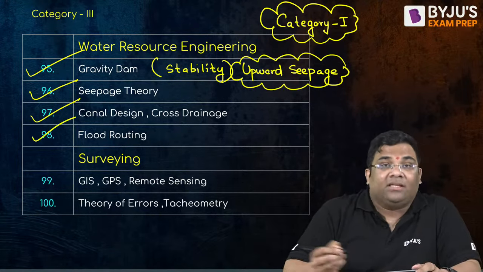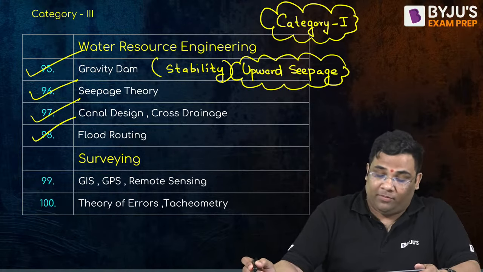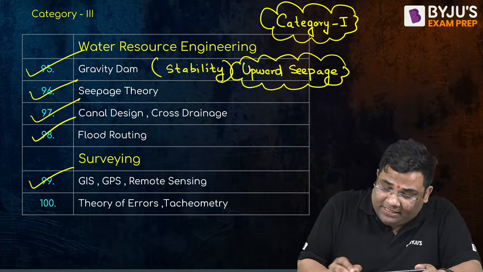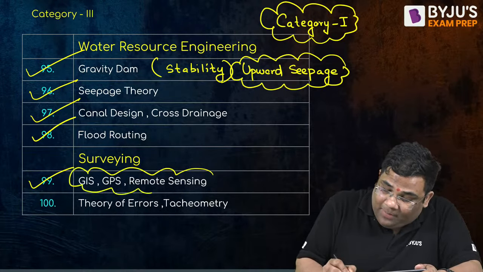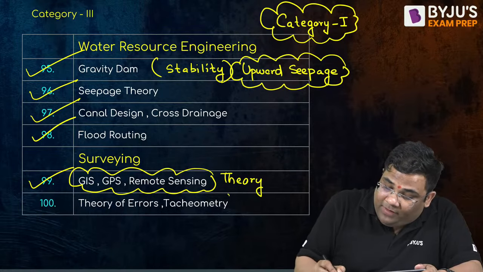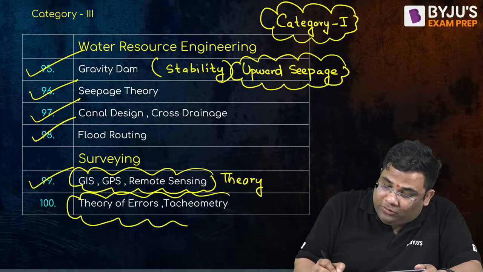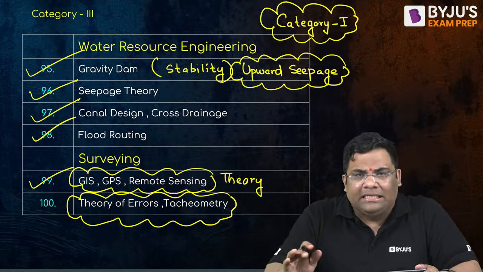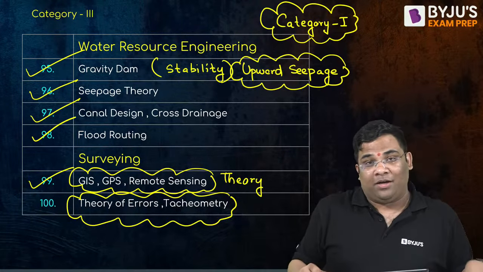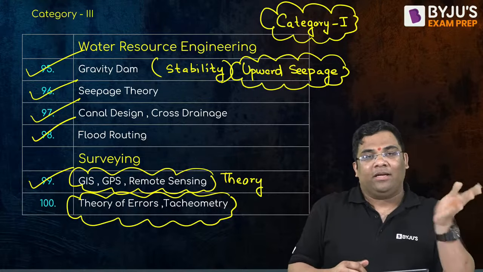Then flood routing, Muskingum method, again important. They will ask questions from this also. In surveying, GIS, GPS and remote sensing, you should cover the theoretical portion, as they will ask you theoretical questions. Then theory of errors and tachometry, they can also ask, but again in category 3. You should not complete tachometry first and compass surveying later. First compass surveying, and then the other.